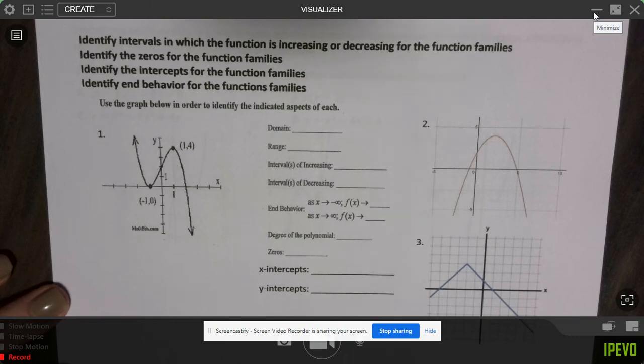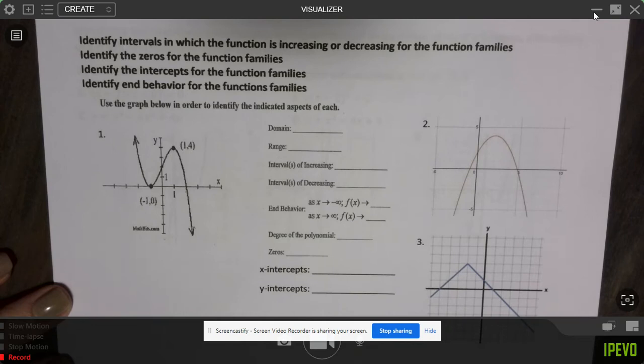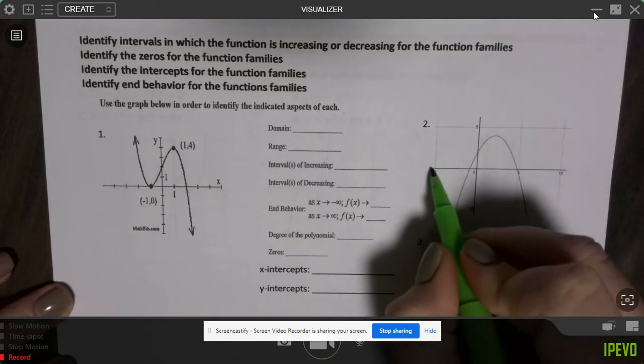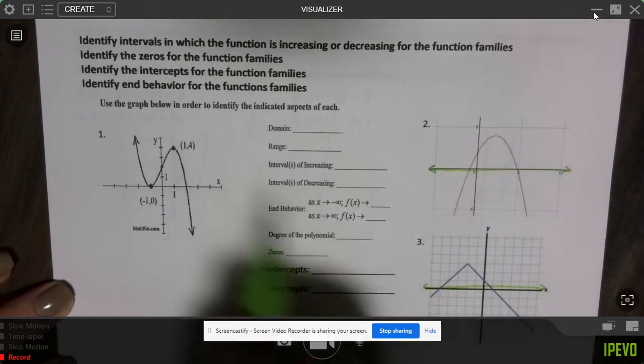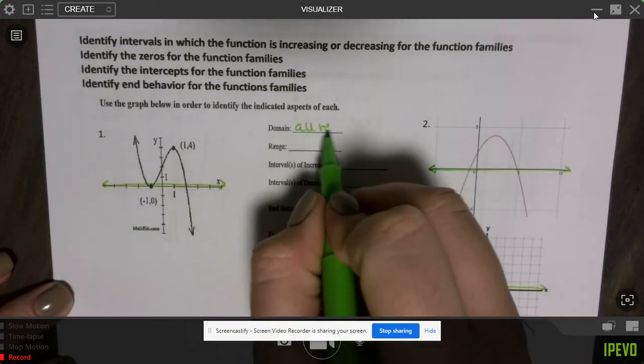For this next video, we are going to talk about several different things, including intervals of increasing and decreasing, zeros and x-intercepts and y-intercepts of a function, domain and range, and end behavior. So looking at all three of these graphs in this picture, we're going to talk about the domain. The domain is all of your possible x values, and for all of these functions, we can actually choose anything we want on the x-axis. We are going to get some number. So your domain here is all real numbers.